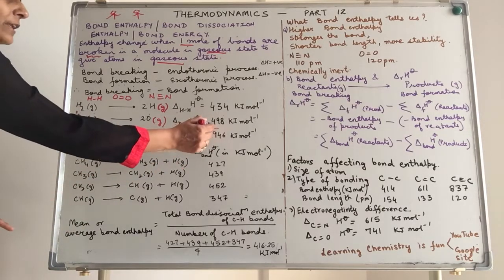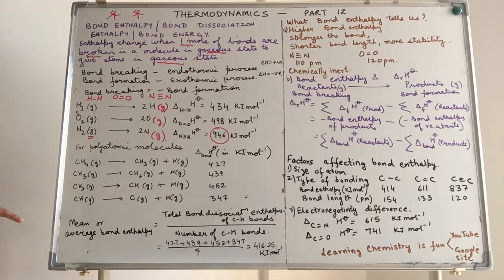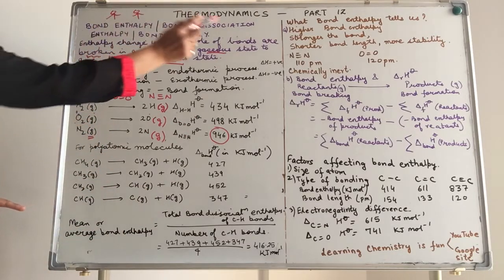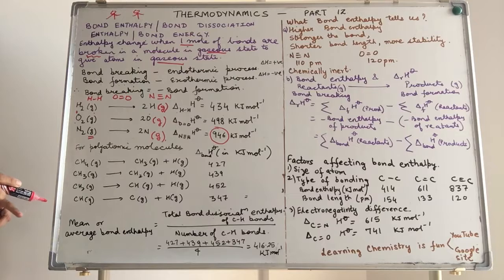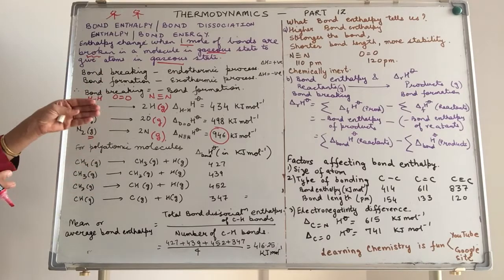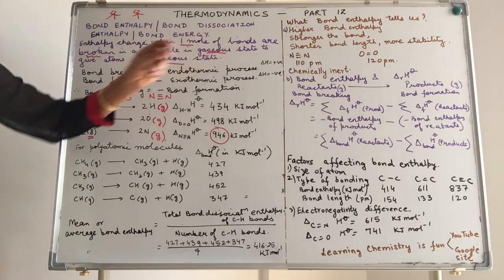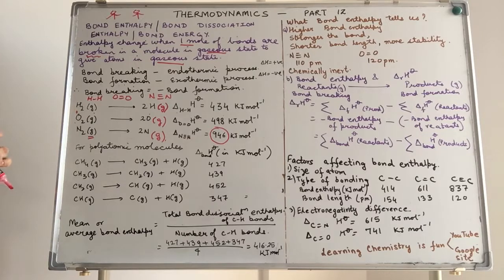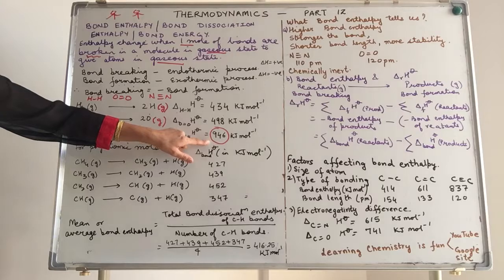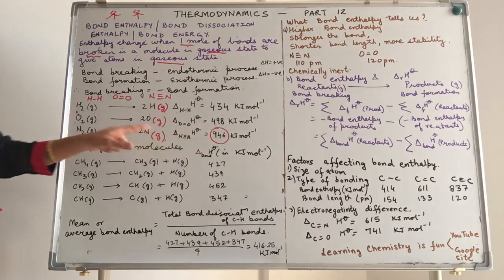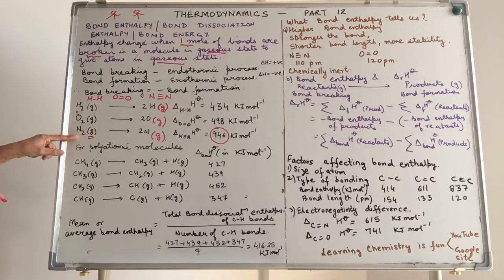The value for nitrogen is the highest, which is indicative of its chemically inert behavior as well. In other words, in order to get the two nitrogen atoms to separate, you need to input a large amount of energy. That is why in your other topics you would have studied that nitrogen does not undergo chemical reaction very easily. This is very easily explained by its high bond enthalpy. In other words, we need a large amount of energy to break this bond.